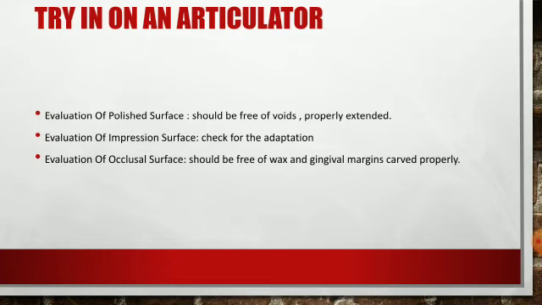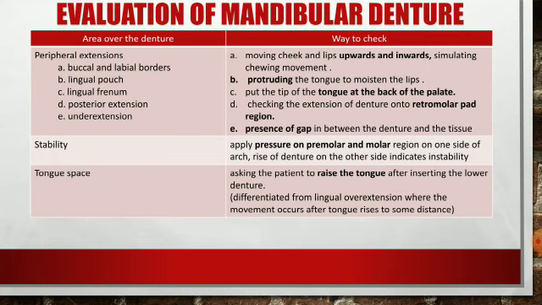And then lastly, evaluation of the occlusal surface. The occlusal surface of the teeth should be free of wax and the gingival margins should be carved properly. Coming on to evaluation of the mandibular denture. For the mandibular denture, we need to check the peripheral extensions of the denture first. Among peripheral extensions, we have buccal and labial borders, lingual pouch, lingual frenum, posterior extension, and under extension.